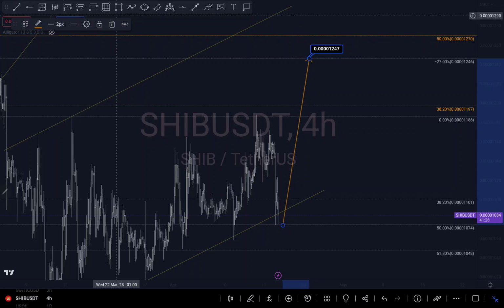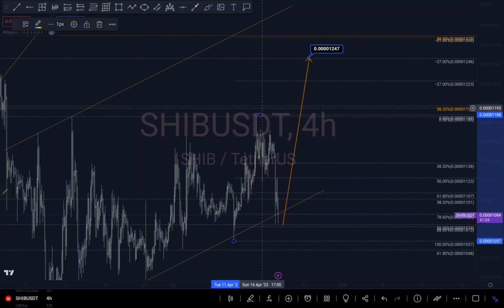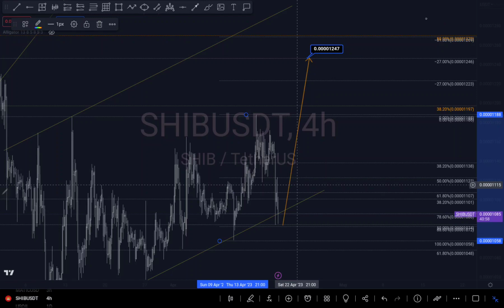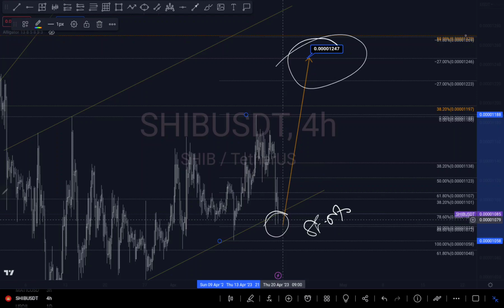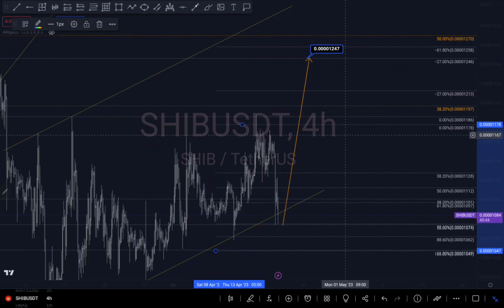And if I use my fib to at least this current level right here, you can see where it's rejecting from as well. It's rejecting around my 88.6% fib level. So there's a higher chance that we might push up in this direction right here. So that's what I'm seeing on SHIBA as of right now. Let's see how that goes, but that's what I'm saying.